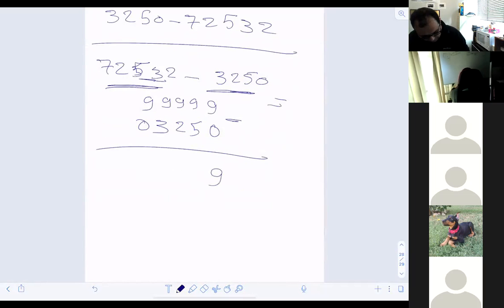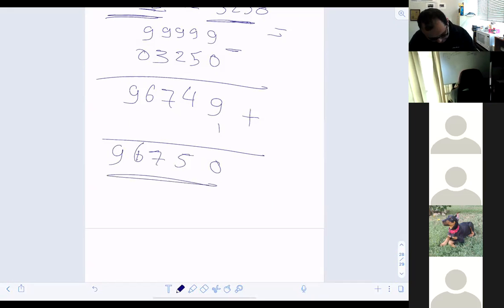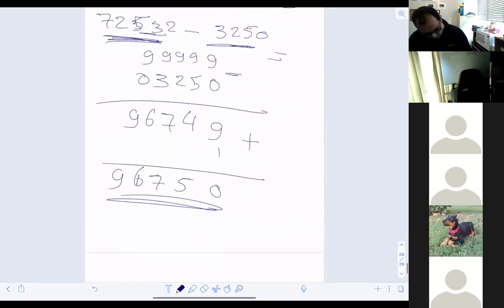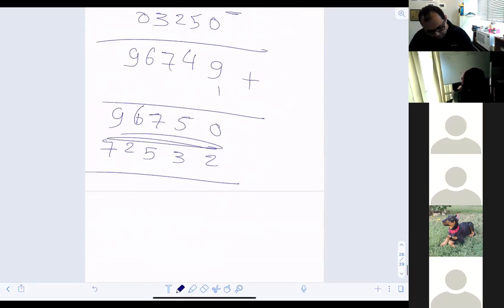Can you try it now? It's going to be 9, 6, 7, 4, 9. Add 1. So it's going to be 0, 5, 7, 6, 9. If I take this value and I add it to this value, what will happen? So it's going to be 7, 2, 5, 3, 2. Let's add it together.